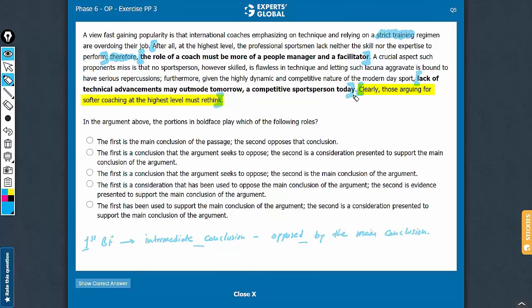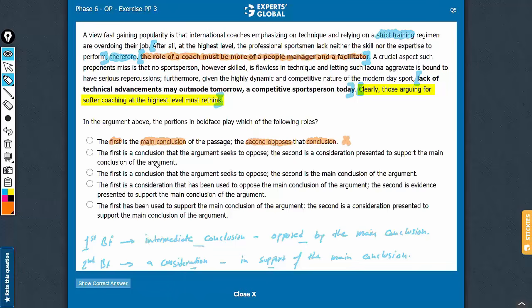How is this second boldface related to the conclusion? This is something which is in support of the main conclusion. So, second boldface is a consideration which is in support of the main conclusion. With this groundwork, let's look at the answer choices. The first boldface is not the main conclusion. It is an intermediate conclusion. Yes, the second boldface opposes, in a way, this intermediate conclusion, but this conclusion is not the main conclusion. Answer choice A should be eliminated.